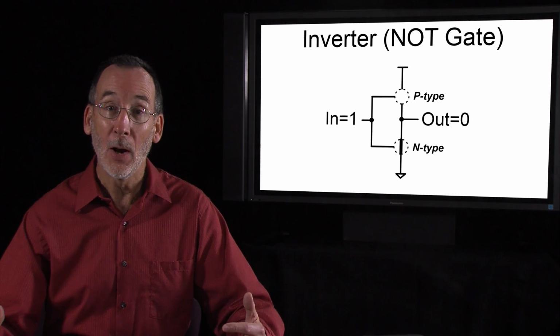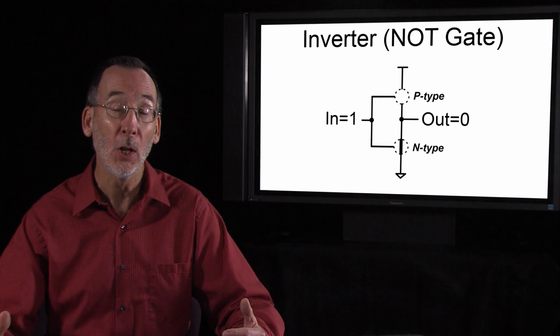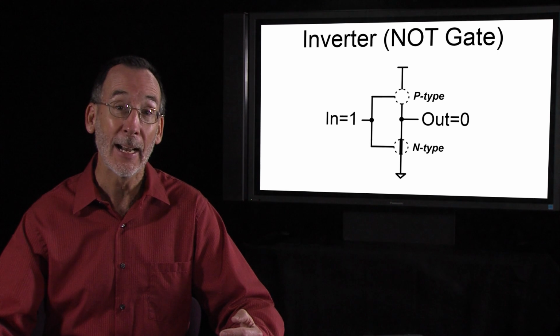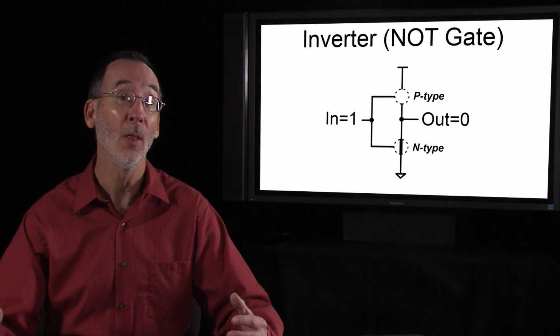Now when we have an input of 1, the opposite occurs. The P-type switch opens and the N-type switch closes. That breaks the connection to the supply voltage, but makes a connection to ground, to 0 volts. So the output is connected to 0 volts, or a logic 0.